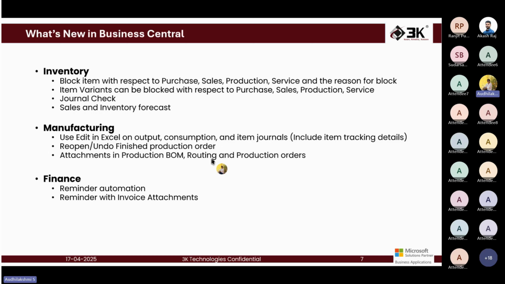Right now, we might use the item journal for my output, consumption, positive adjustment, or any adjustment entries. But when we click edit in Excel, it also brings the item tracking details like lot number, serial number, and expiry, so that it minimizes drilling down to multiple windows, like from the item journal to the item tracking page. So it is effective, as everything will be in one single place itself.